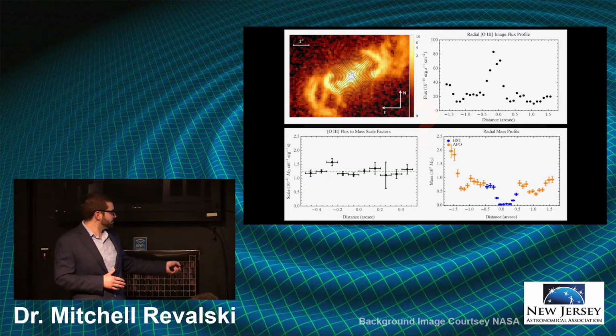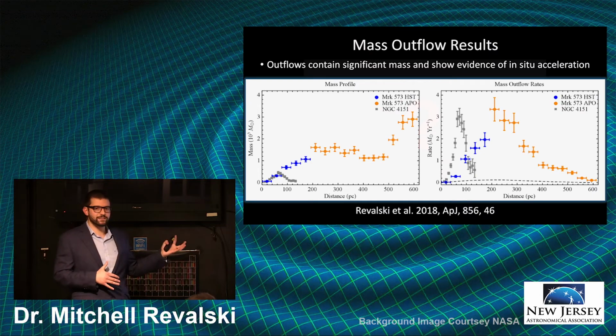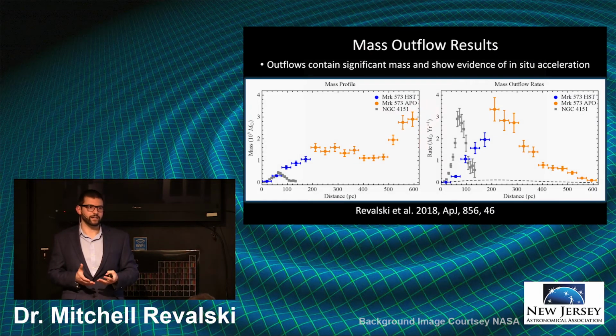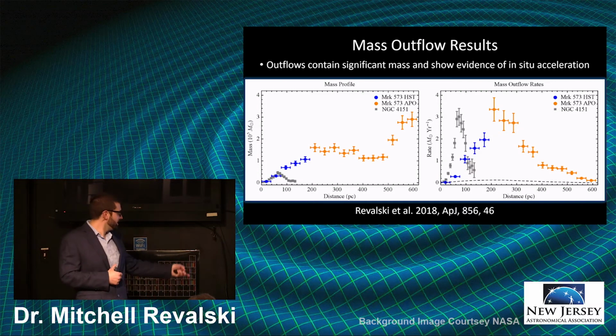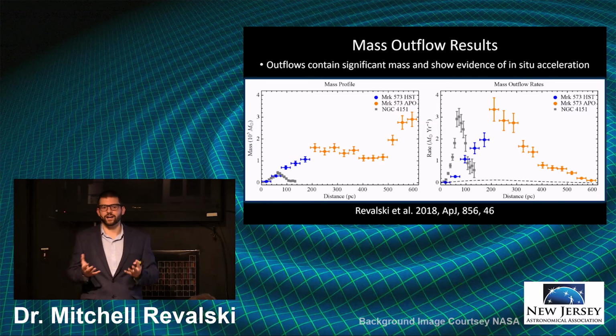So what we see here is we're looking at distance from the center of the galaxy, and on the left is the mass, and on the right is the mass outflow rate. And so for the first galaxy, NGC 4151, that's the lower luminosity galaxy that's much closer. It's down here in gray. And so you can see it just basically reaches out to about 150 parsecs, or about 500 light years, and then that's basically it. There's just not enough energy to excite the gas and drive it.